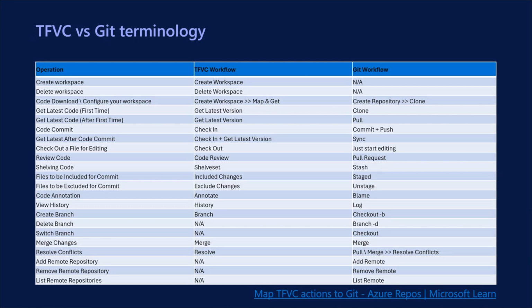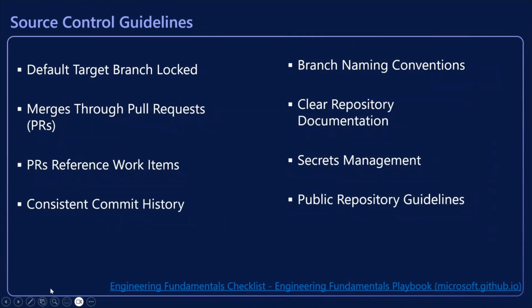This table compares various operations in Team Foundation Version Control and the Git workflows. It outlines the corresponding commands and procedures for common version control tasks, like creating workspaces, committing code, branching, resolving conflicts, and code review. To maintain a high standard in our development process, we must establish several source control guidelines.